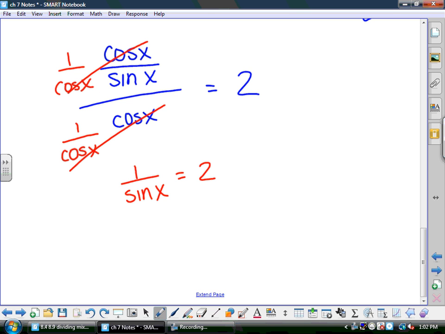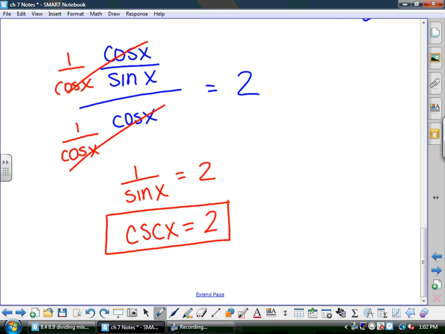And we almost have it as just one trig function equals a number. What's the one trig function for 1 over sine x? Cosecant x. So we took the original problem and we simplified it down to find a numerical value for one trig function of x.